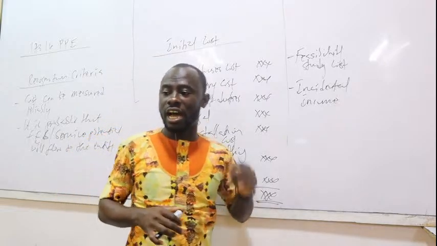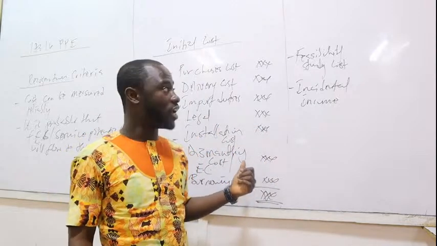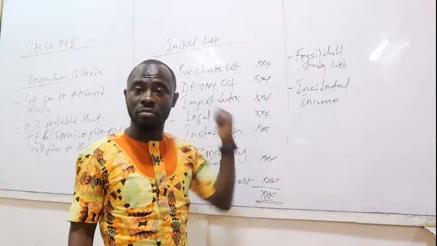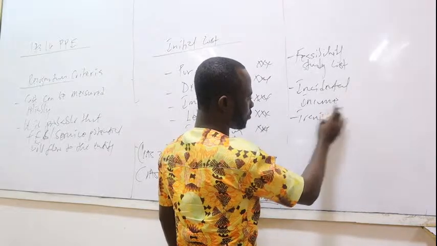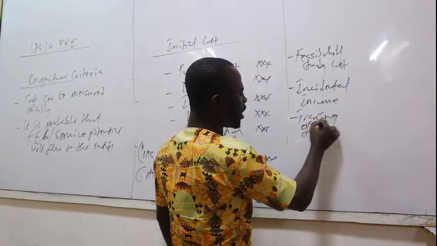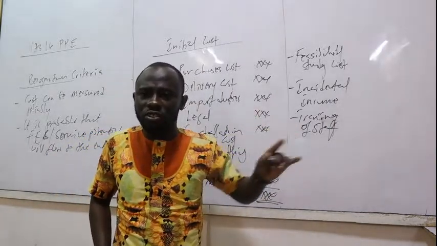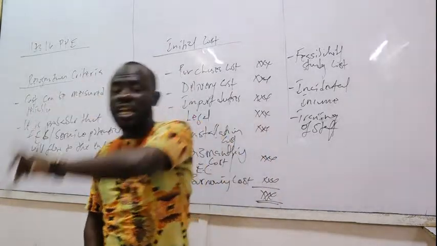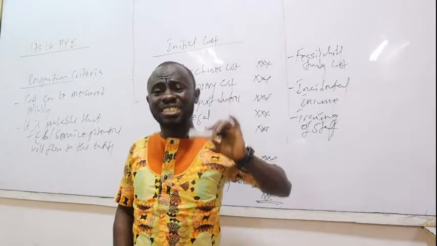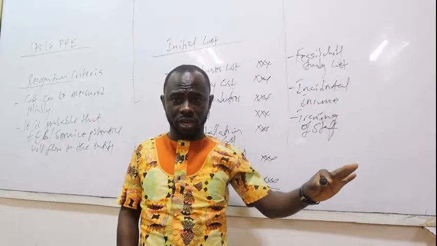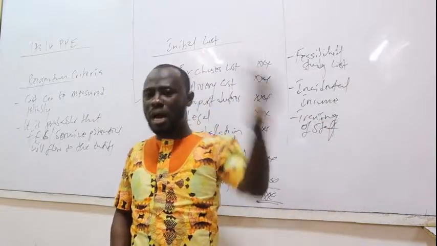So incidental income also cannot be included in the initial cost of an asset. So feasibility study and incidental income cannot be included. Then training of employees. Training of staff to use the assets. Got to be very careful here. Training of staff to use the asset does not have any relationship to the initial cost of the asset, because the asset is ready for use whether you train them or you don't train them. Hence, the training cost of an asset or of individuals cannot be capitalized.